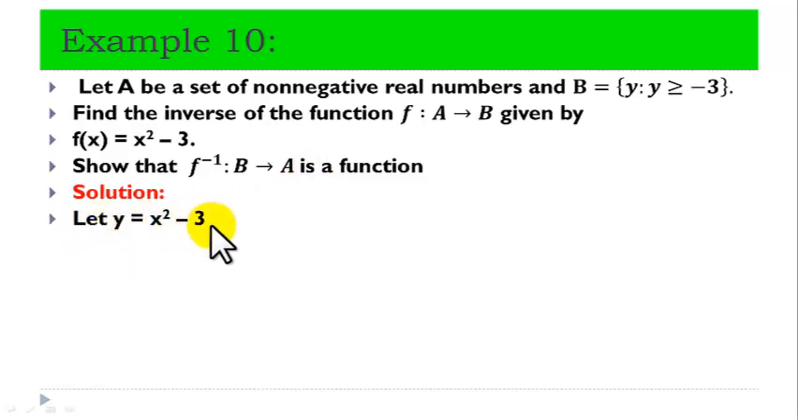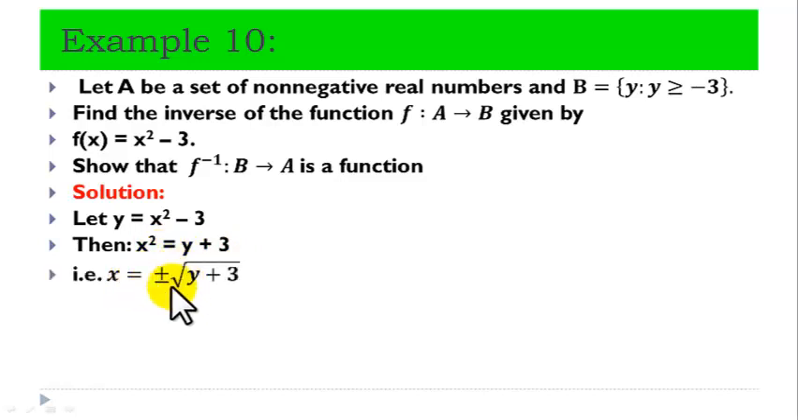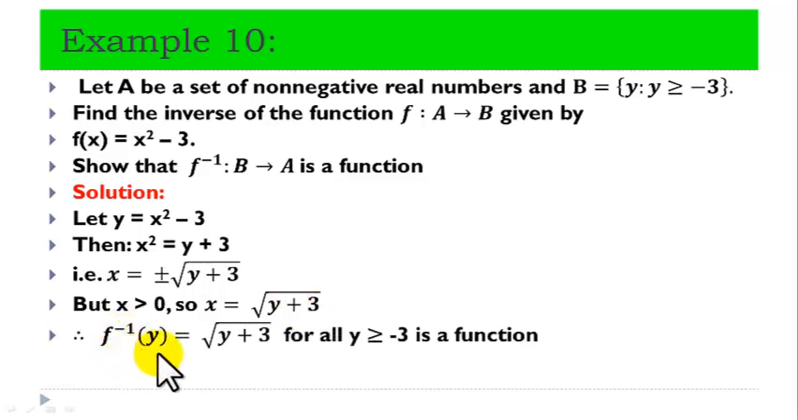Let y equal x squared minus 3. Then x squared is equal to y plus 3. Taking the square root of both sides, we obtain x equal to plus or minus the square root of y plus 3. But x is greater than or equal to 0, since A is a set of non-negative real numbers. So we have to drop the negative part of this x to obtain x equal to the square root of y plus 3. Therefore, f inverse of y is equal to the square root of y plus 3.